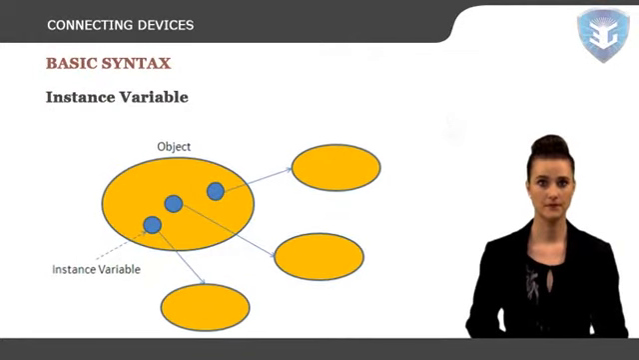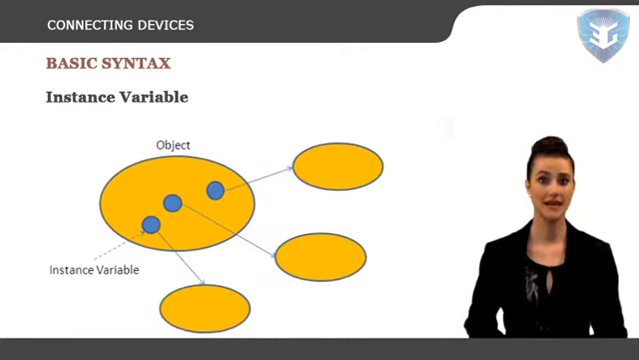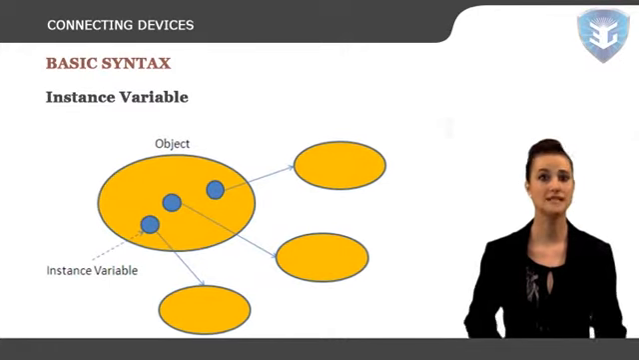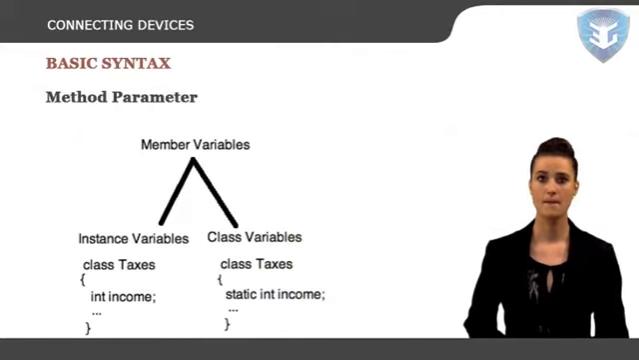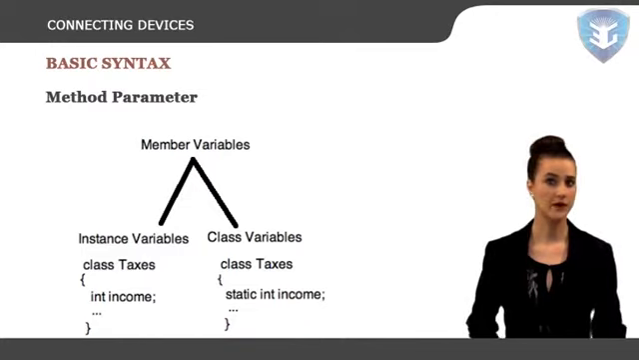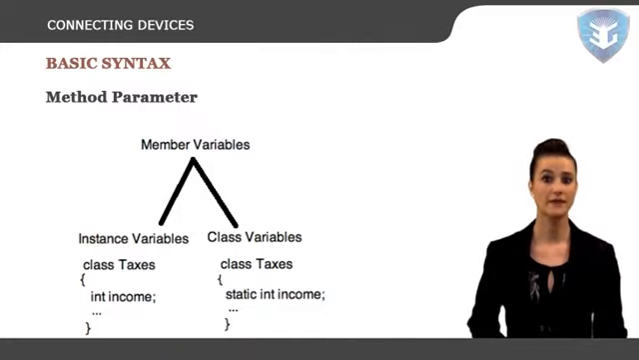Instance variable. Java variables that are declared without the static keyword are instance variables. Array component. Array components are unnamed Java variables that are created and initialized to default values whenever a new Java array object is created. Method parameter. Java variables declared in the method declaration signature are method parameter variables. Whenever a Java method is invoked, a variable is created with the same name as it is declared.